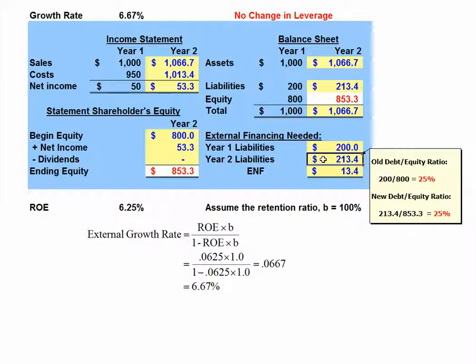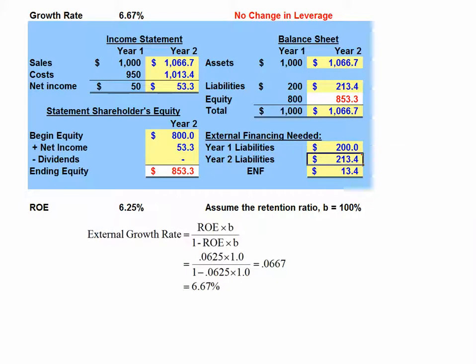So the 6.67% is the maximum rate we can grow without any increase in our financial leverage. If we want to grow faster than that rate, our financial leverage will go up. If we grow slower than that rate, our financial leverage will decrease.